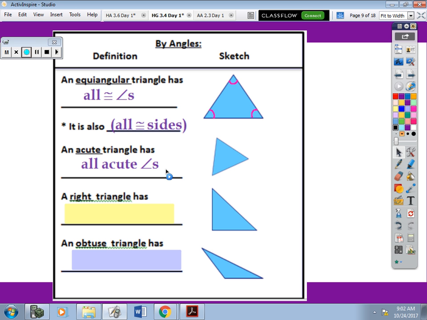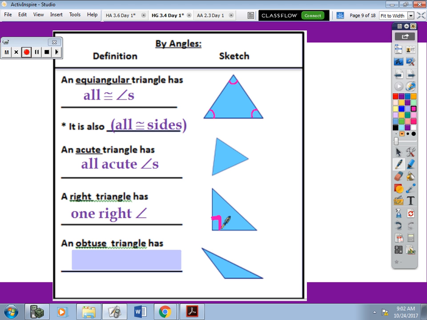Now, a right triangle, is that going to have all right angles? No, because triangle sum tells us we can only have 180 degrees. So a right triangle is going to have exactly one, only one right angle. The marking for that, of course, is a right angle box. The other two angles would have to be acute because the other two would have to add to 90 together.